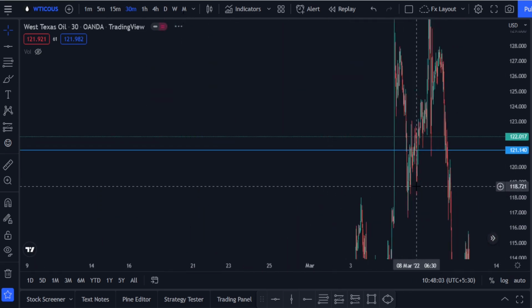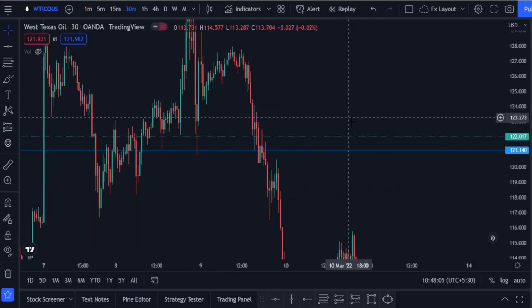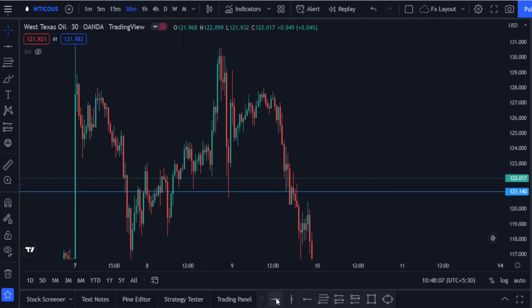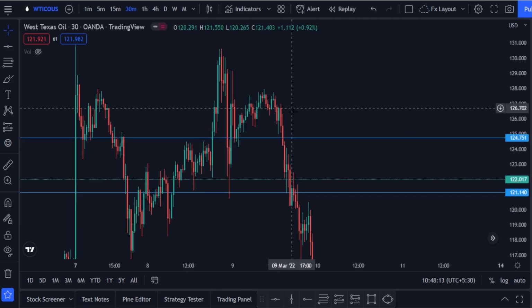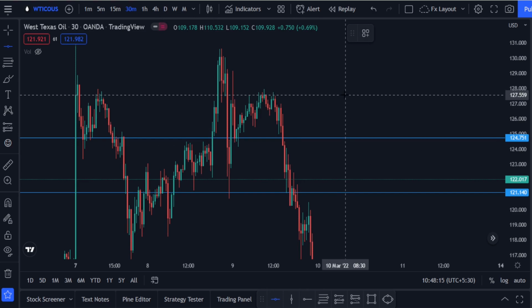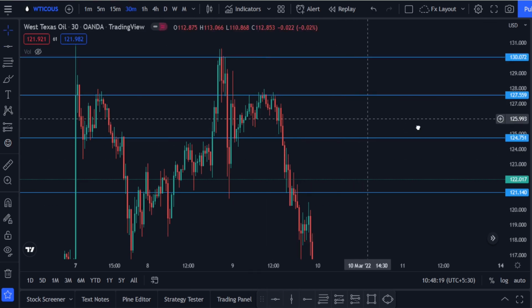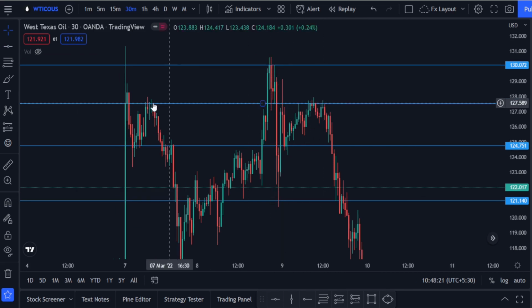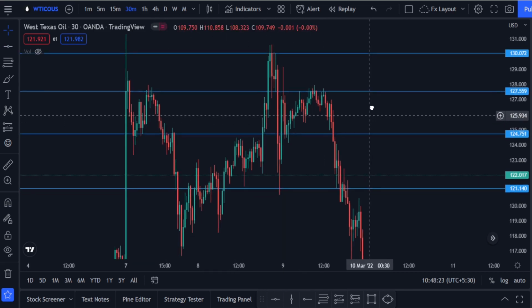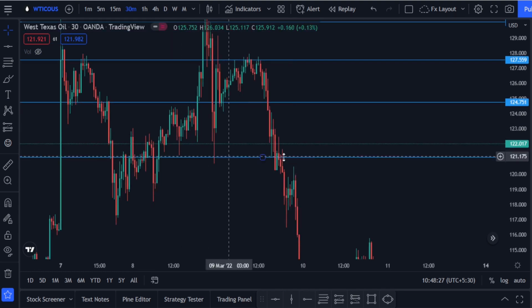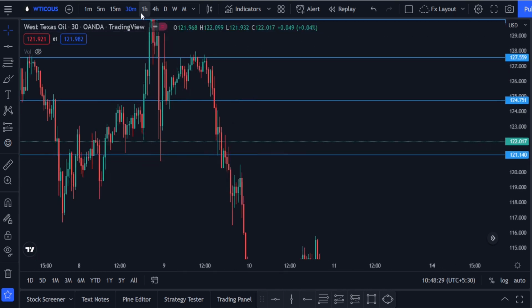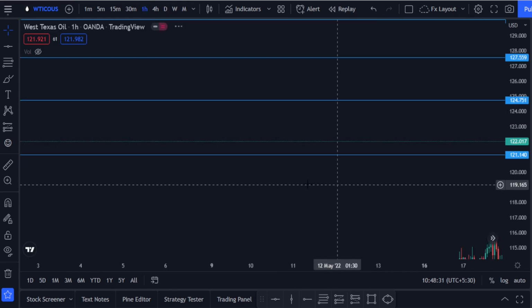So the next resistance on the 30 minute and 1 hour chart could be this area, this area, and this area, and then the final resistance is right here. Now as you can see, this area has been respected multiple times by the price, this area also, and this area already respected multiple times by the price. This is what we are seeing on the 30 minute chart.